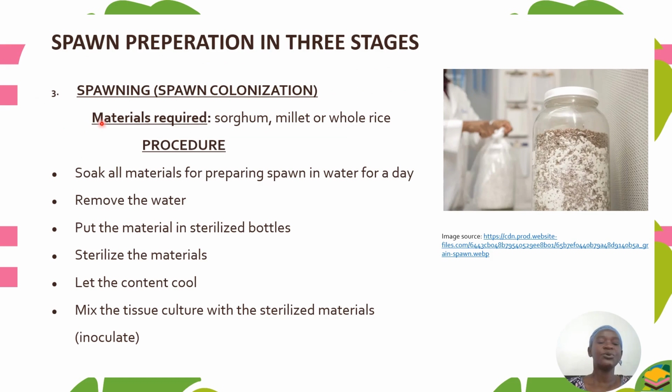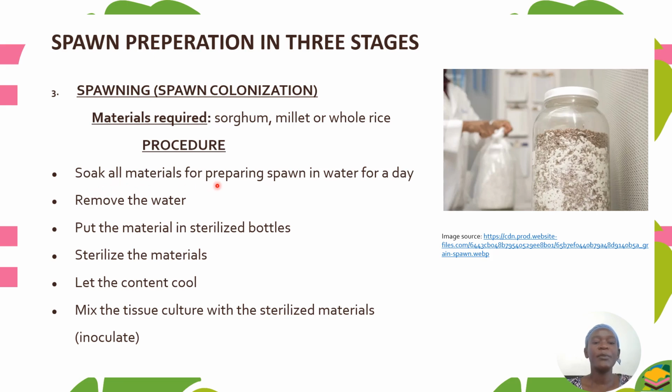After that, you go to stage number 3, that's spawning or spawn colonization. The materials you need now are sorghum, millet, as well as whole rice. Reaching this stage of spawning means you have already collected the spores.